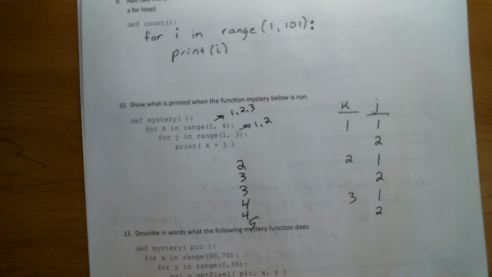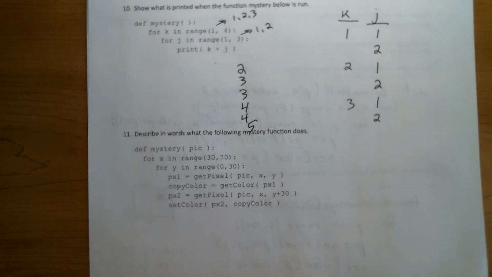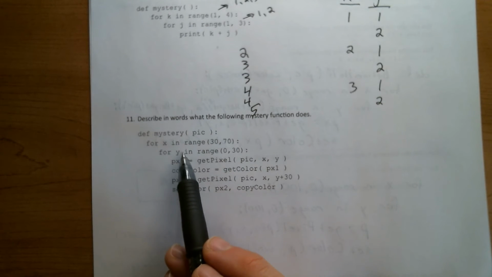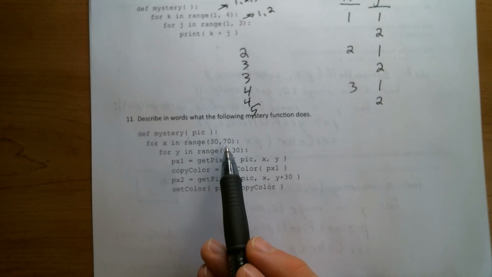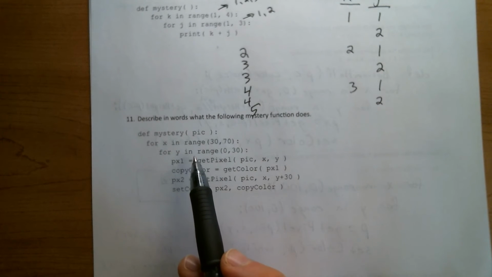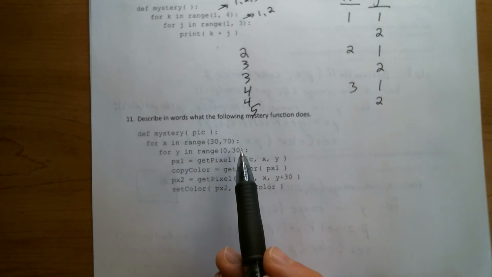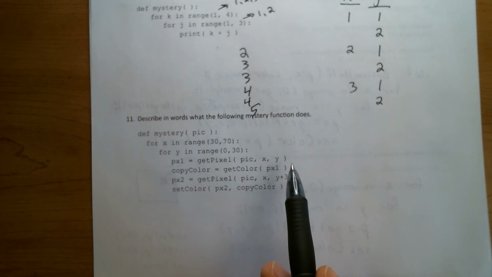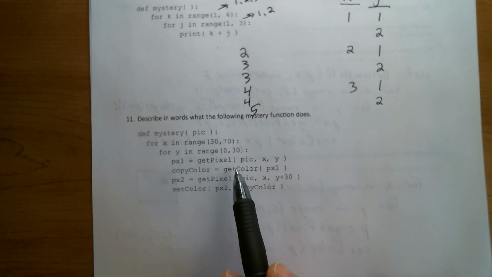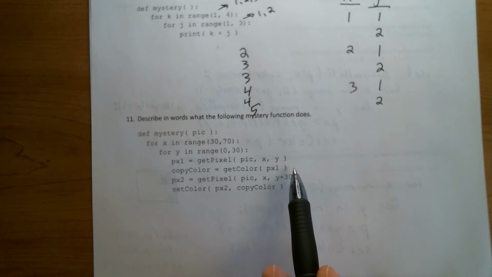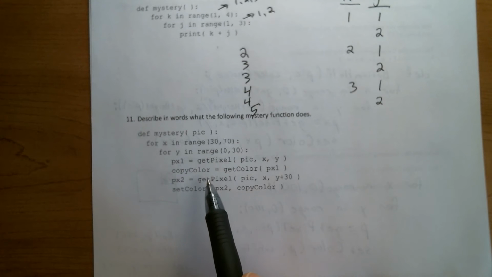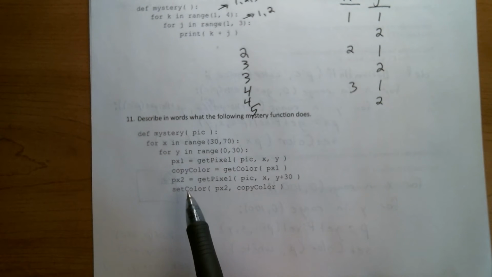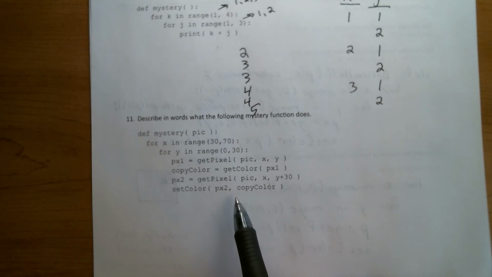All right. Describe in words what the following mystery function does. So we have for x in range 30 to 70, for y in range 0 to 30. px equals get pixel of pic x comma y. copy color equals get color of px1. px2 equals get pixel of x comma y plus 30. And then we're setting the color of px2 to copy color.